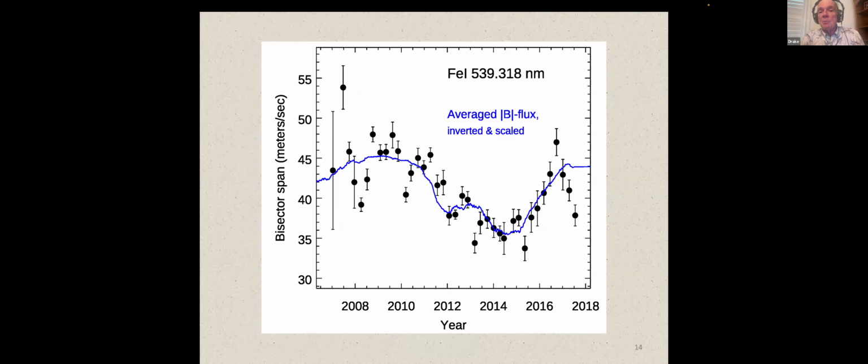This is 539.318, and this is the span of the bisector plotted versus time. And then we took the average magnetic flux, and I just inverted it and scaled it to agree with the data. You can see very nicely the span of the bisector tracks the magnetic field strength on the disk. In the sense when the magnetic field is stronger, the blue curve is inverted, so the strongest magnetic field is downward here. In that case, the bisector span is reduced. And the effect is about 10 meters per second from quiet to active regions on the sun.